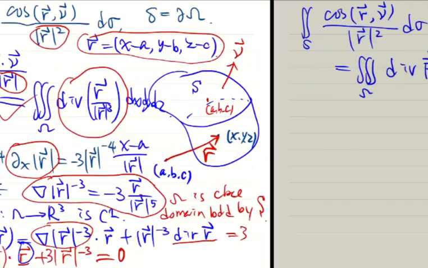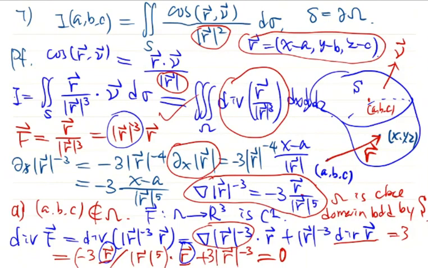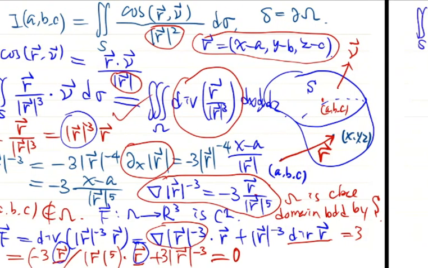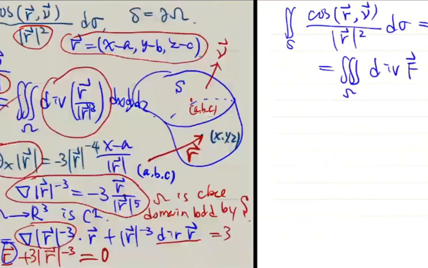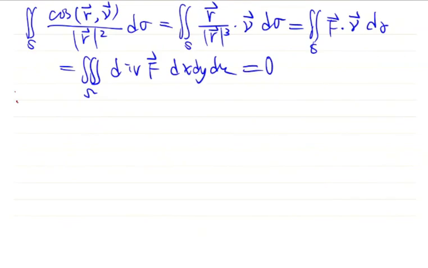So when the point ABC is not contained in the domain omega, the Gauss integral is 0. Okay, this is the easy case. Now we consider the difficult case, the second case: ABC is an interior point of omega.